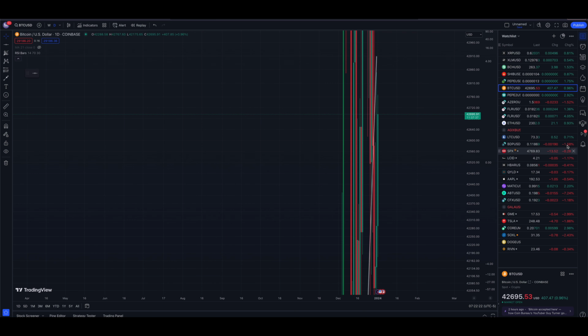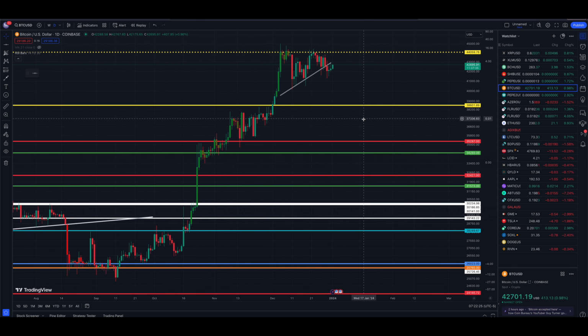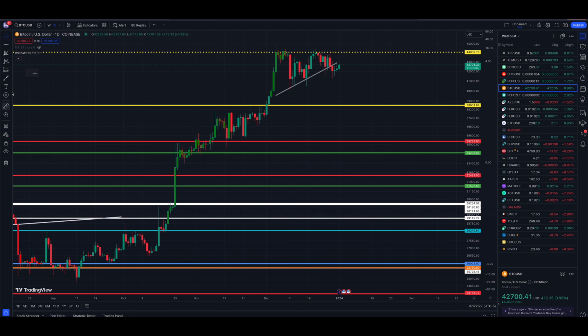Here we go. Sorry about that. So you can see Bitcoin broke down below this support line. And if we drag this out, we'll see if it can break back above it, or does it turn into resistance and then roll over. So keep your eye on that, guys.